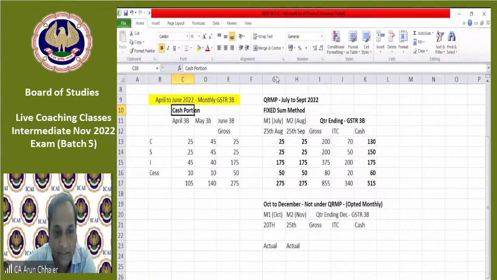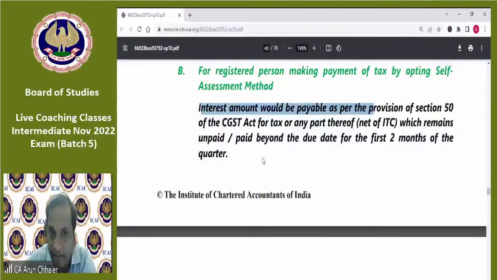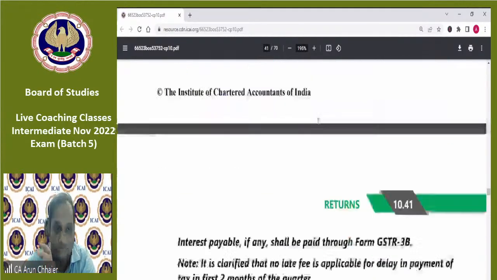In case of the fixed sum method, there is no problem of interest. In case of the self-assessment method, the interest amount would be payable. Suppose you are opting for the self-assessment method and you are paying the lesser amount, then interest would be applicable.